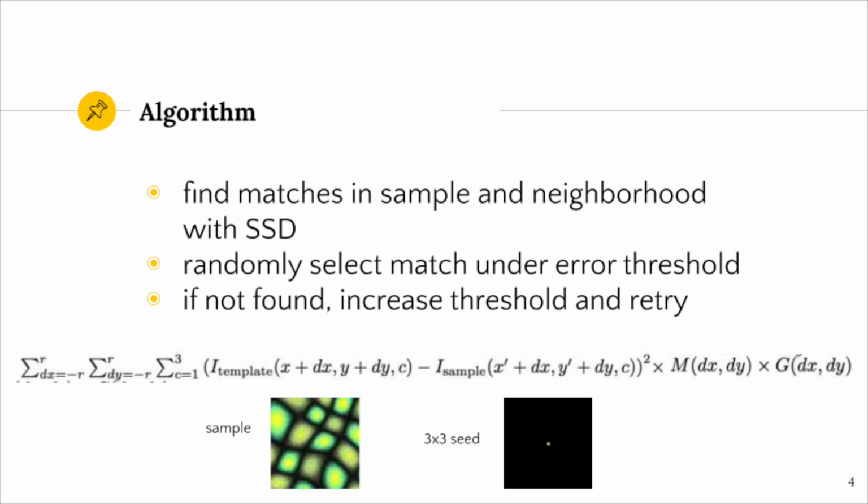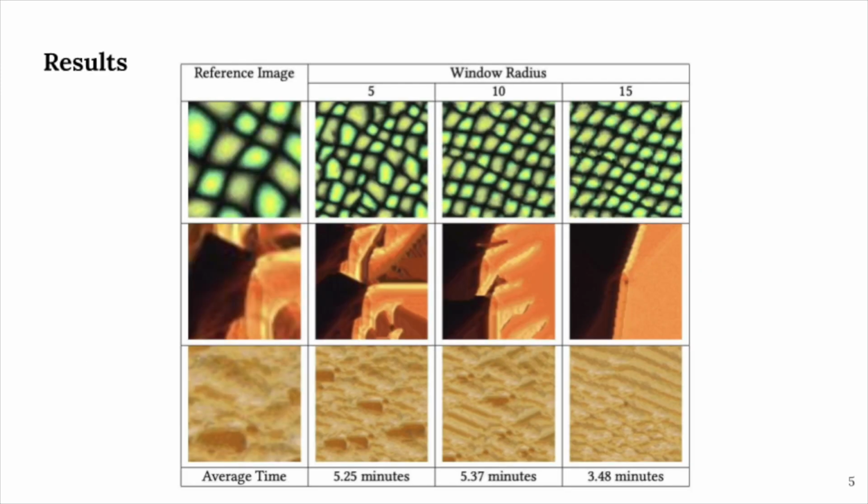The algorithm purposefully determines a list of matches, and then randomly selects a match from it, as opposed to simply returning the match with the lowest sum of square distance. This is to incorporate an element of probability, which ensures that the resulting image is not homogeneous. However, note that with the greater window radius, the homogeneity increases.